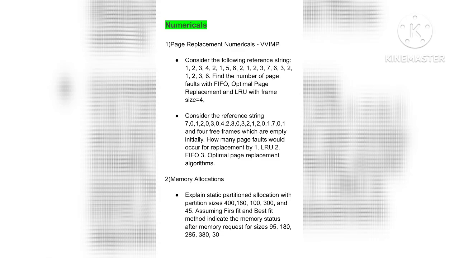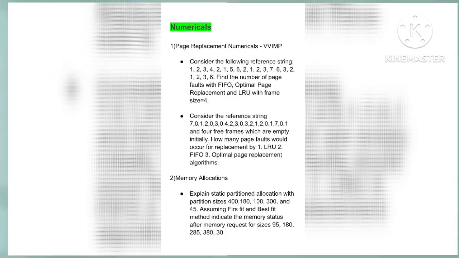2. Memory allocation. With partition sizes 400, 180, 100, 300, and 45, we'll use first fit and best fit methods for memory requests of 95, 180, 285, 380, and 30.